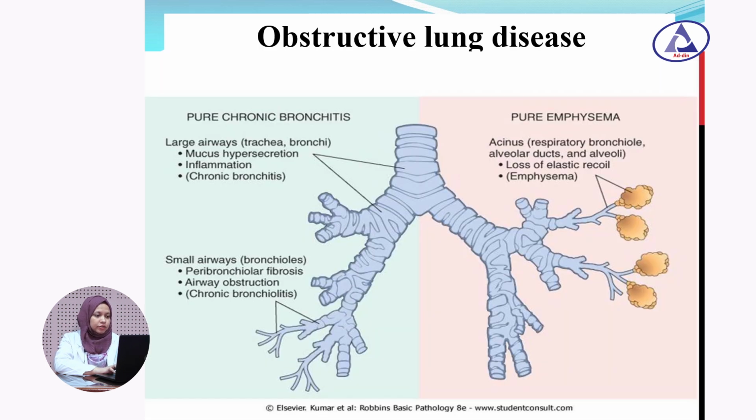This is a photograph showing the anatomic site of involvement of chronic bronchitis and emphysema. In case of chronic bronchitis, if there is involvement of large airways, that is trachea and bronchi, there will be mucus hypersecretion and inflammation. And if there is involvement of small airways, that is bronchioles, there will be peribronchiolar fibrosis and airway obstruction. Now, in case of pure emphysema, there is involvement of acini, that is respiratory bronchiole, alveolar duct, and alveoli. There will be loss of elastic recoil.